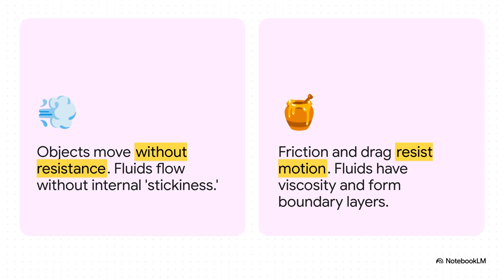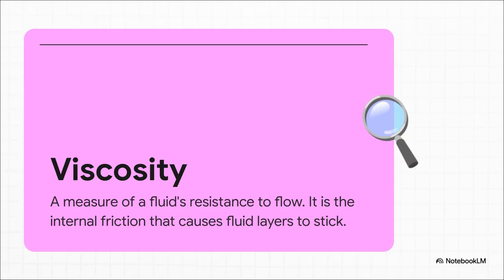If we want to model that honey or the air flowing over an airplane wing, our toolkit needs an upgrade to handle all that. And that stickiness has a name. It's called viscosity. You can think of it as internal friction within a fluid. It's the reason honey is so thick and resists flowing. It has high viscosity. Water, on the other hand, flows easily, so it has low viscosity. This one single property is pretty much the key to understanding why real liquids and gases are so much more complicated than our simple model.